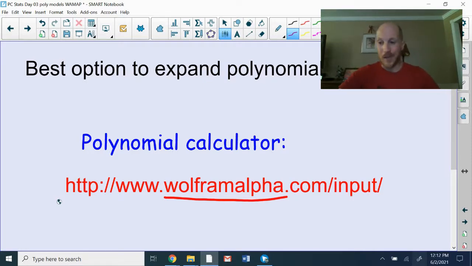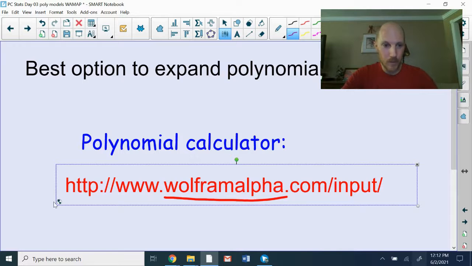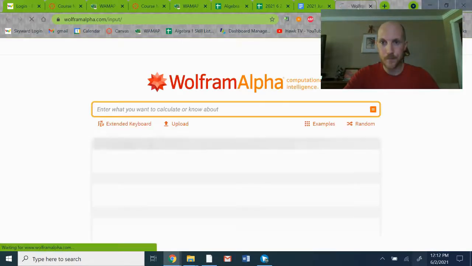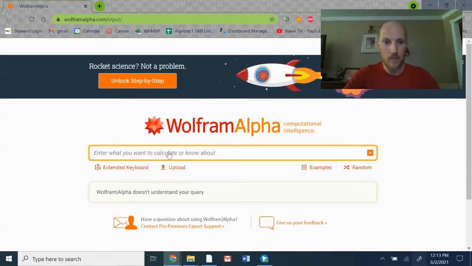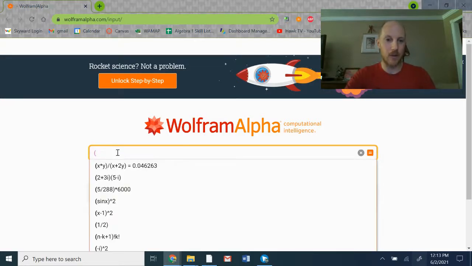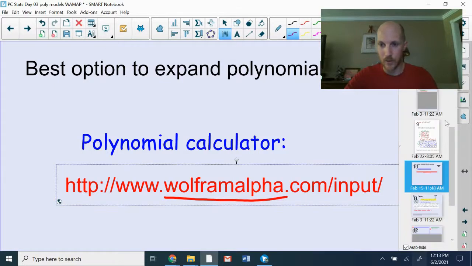So this is a math website created by Mr. Wolfram, hence the name. And let me get this link open. So if you were to type an expression into the little box, it looks like it's a search engine. It's not actually a search engine. That's just the input box. So we're going to type an expression, a polynomial model, into this box, and it will calculate for us. So let's get an example, and then I'll show you how to type this in here.